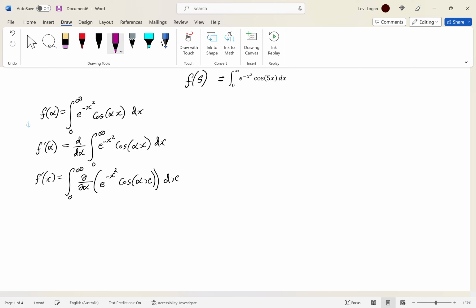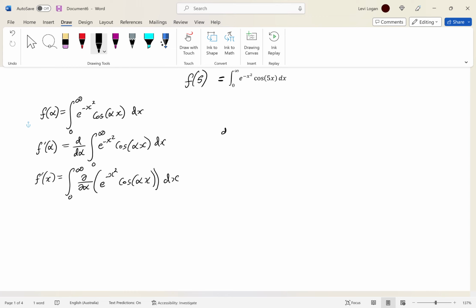If you had no idea what a partial derivative is, you would be like, how do you differentiate that with respect to alpha? Well, x is now a constant. So we just treat x as a constant. We're going to differentiate this whole thing, but treat x as a constant. So our e to the negative x squared is now a constant. All we're going to differentiate is our cos.